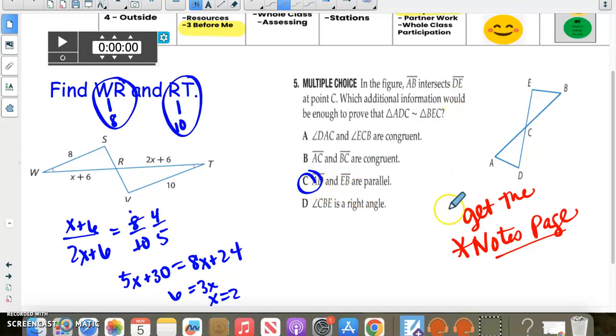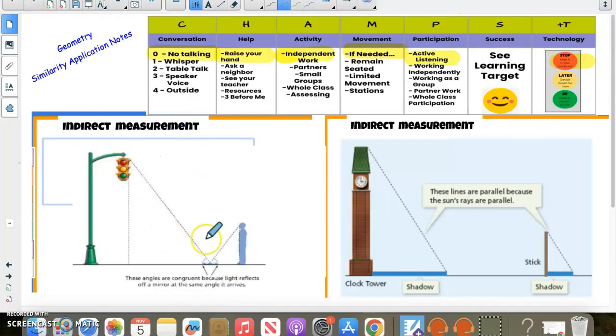All right. So if you haven't yet, make sure you get the notes page from the sub. That way you don't have to write down every word problem, because this is all about applications of similar triangles. All right, so we have two different types of indirect measurements.